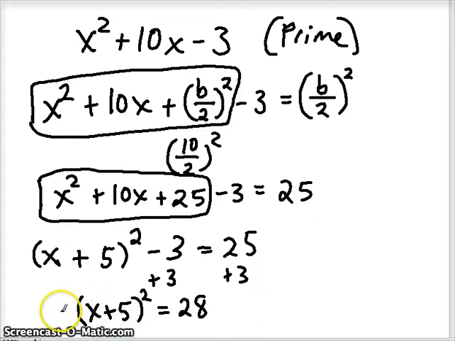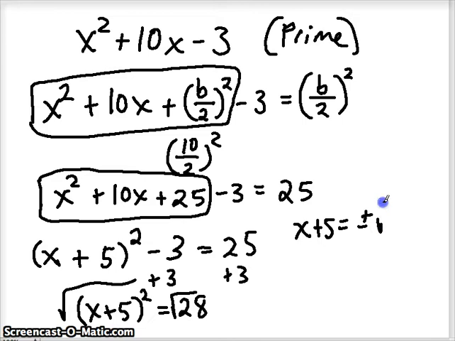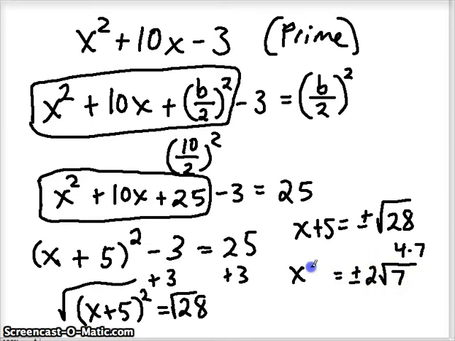So if we square root both sides, if you're solving, you always want to write plus or minus, right? And we're taking the square root of 28. Let's simplify the square root of 28. That is 4 times 7, right? So we take the square root of 4 out of the radical, so we're going to put that on the front of it. 7 is still under the radical. We still have plus or minus. We still have x plus 5 on the left side.